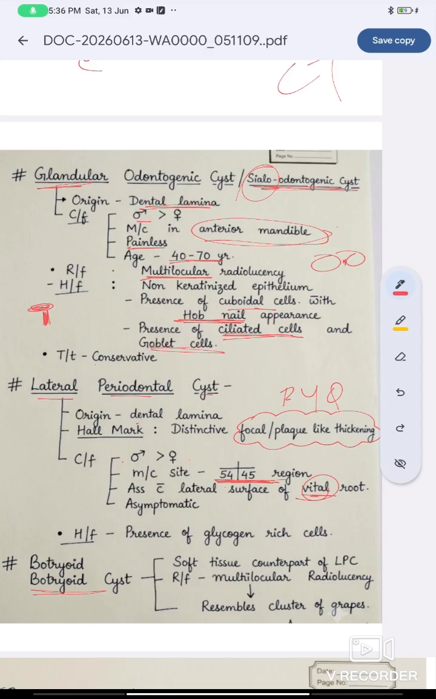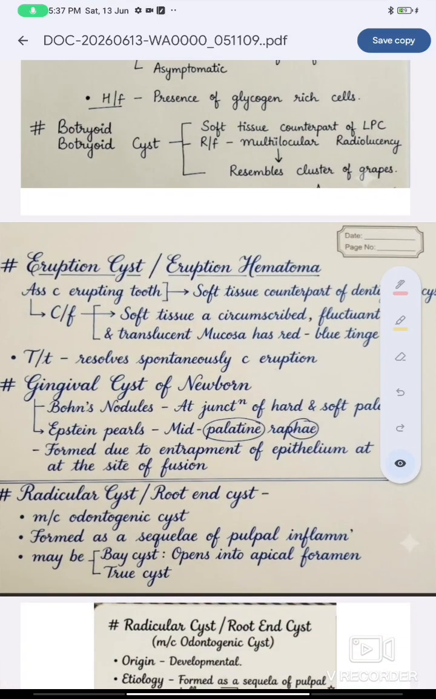Coming to botryoid cyst. Botryoid derives its name because it resembles a cluster of grapes. Botryoid cyst resembles a bunch of grapes. It has a multilocular radiolucency and it is considered to be the soft tissue counterpart of the lateral periodontal cyst. Moving further.